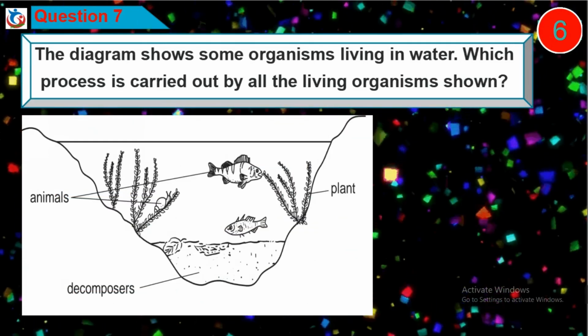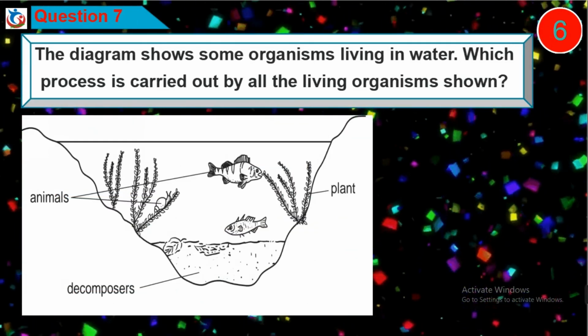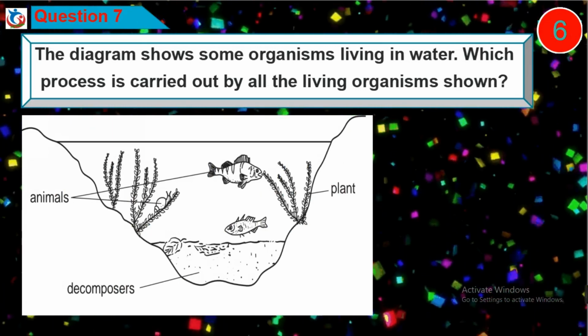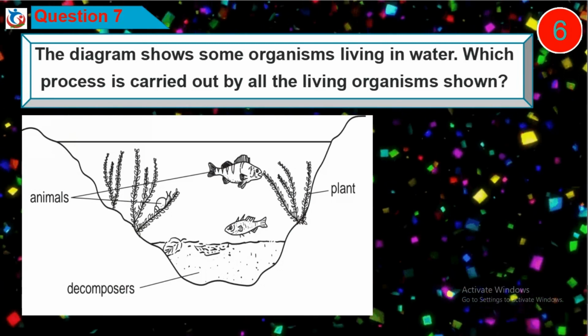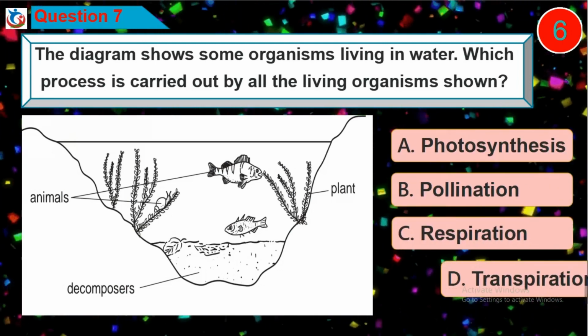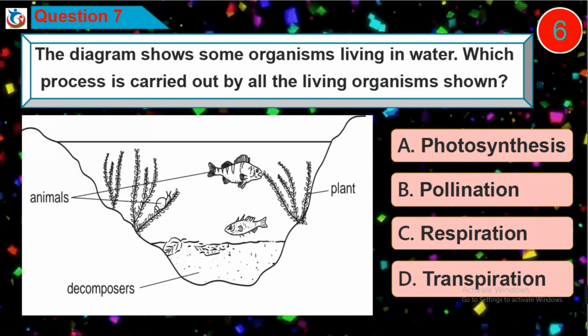Question 7. The diagram shows some organisms living in water. Which process is carried out by all the living organisms shown? Is it option A, B, C, or D?